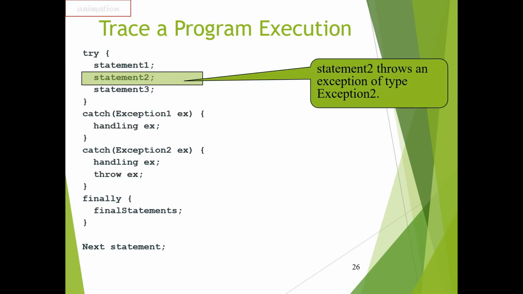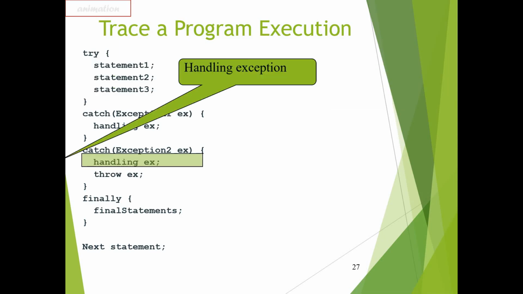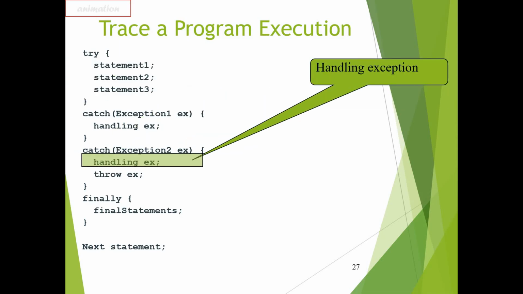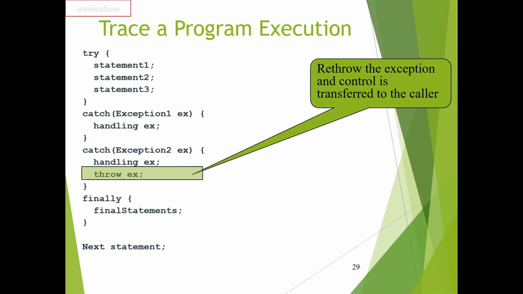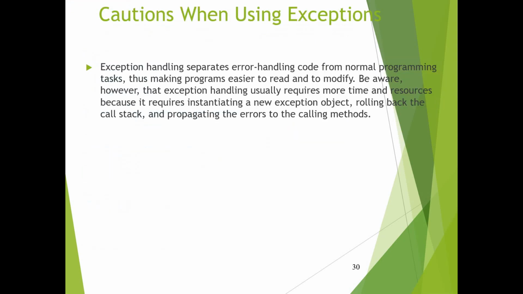If statement 2 throws an error of the type exception 2, the next catch block will be executed, and after that the finally will be executed. And again we are going to throw the exception here. We are handling the exception, and we are throwing that exception back.